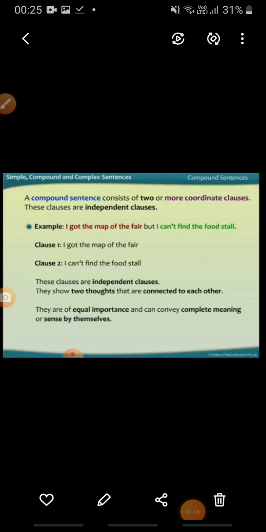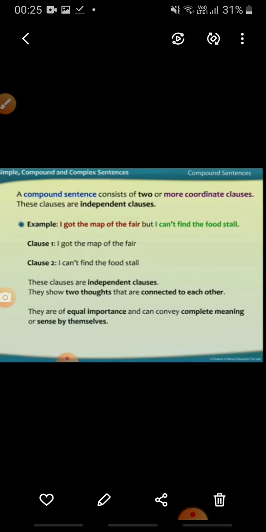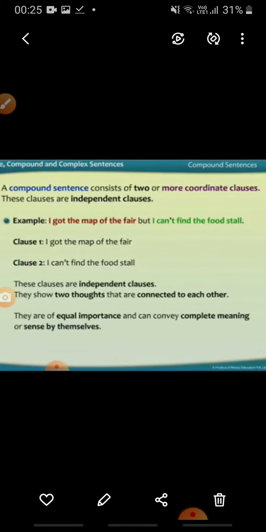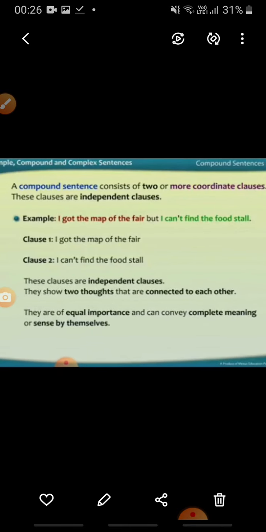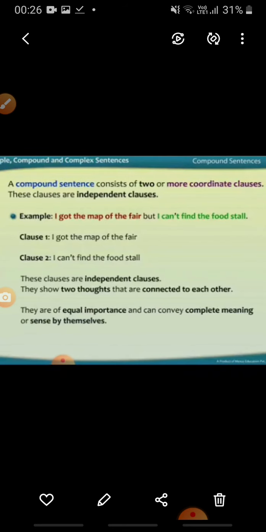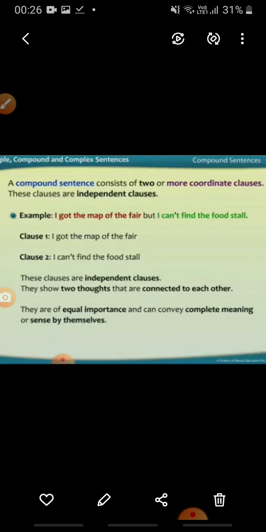Coming to the second type, a compound sentence. A compound sentence consists of two independent clauses, or you can say two or more coordinate clauses. These clauses are independent. Independent means they are able to stand on their own, they are not dependent upon another clause for their meaning.